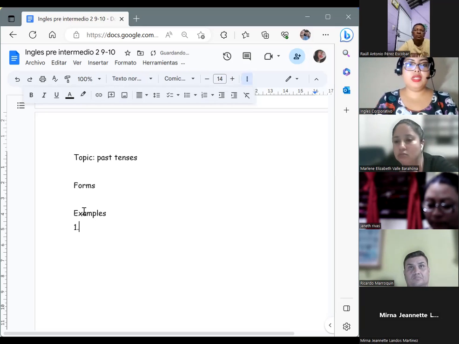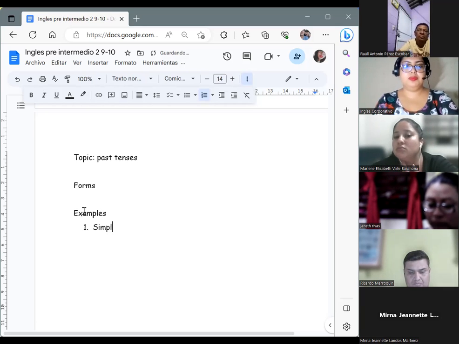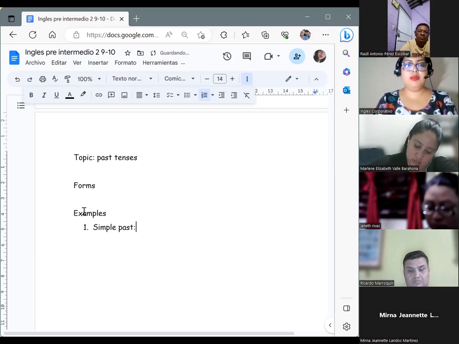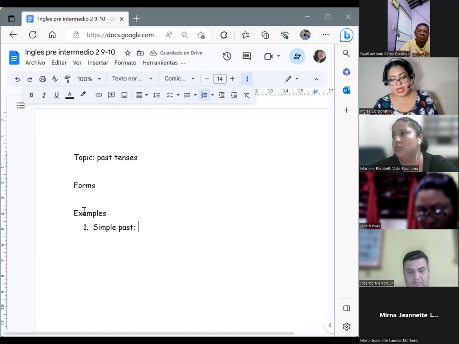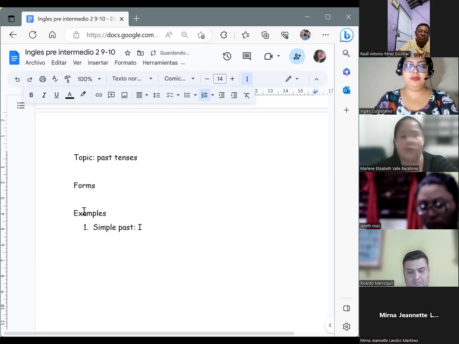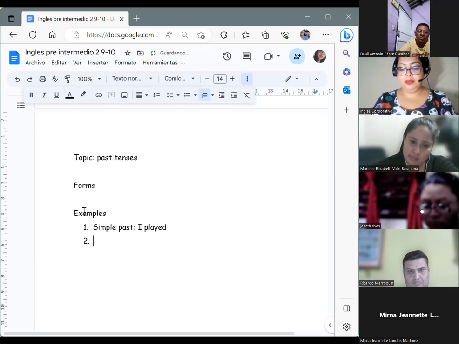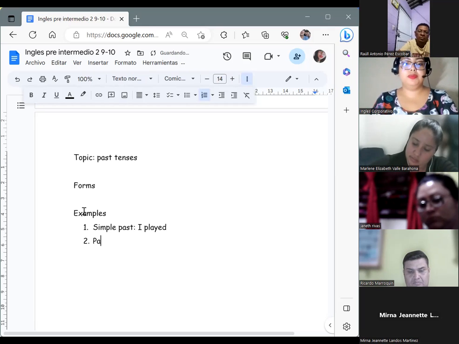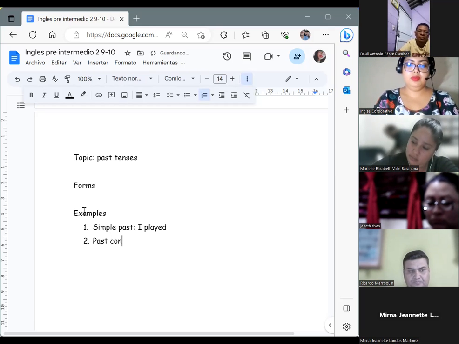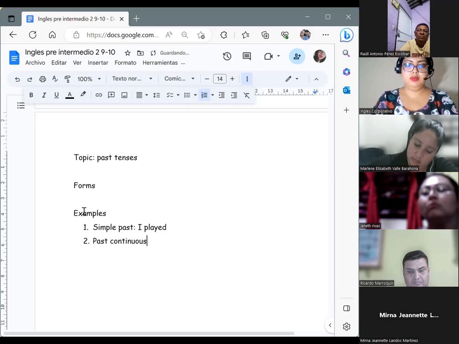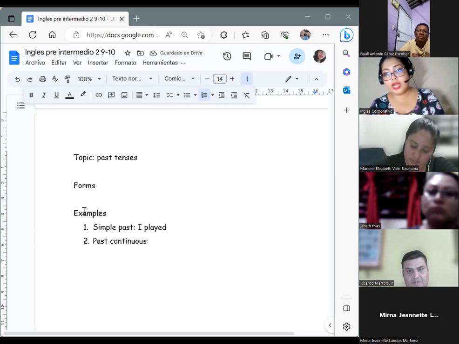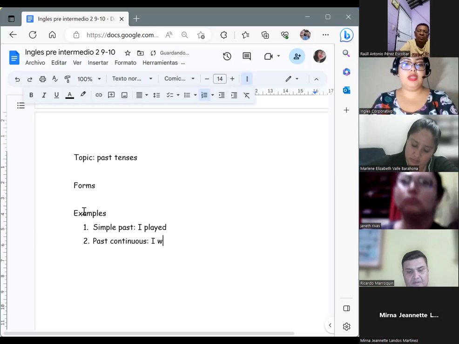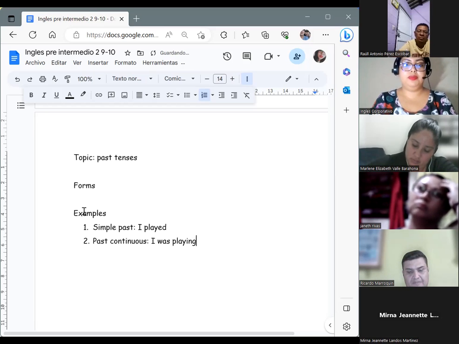Okay, number one, simple past. Y tenemos esta estructura o este fragmento de lo que es el pasado. I play. Next one. We have past continuous. And we have the following structure. I was playing.